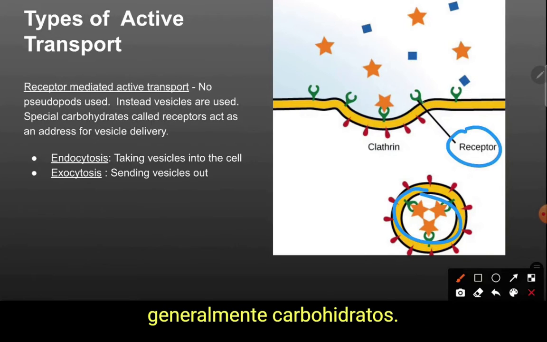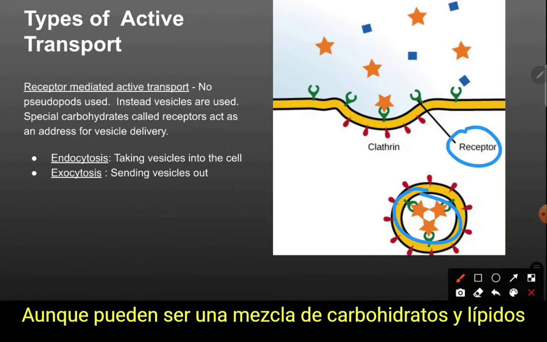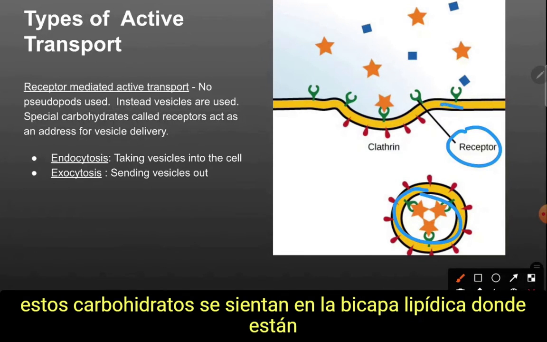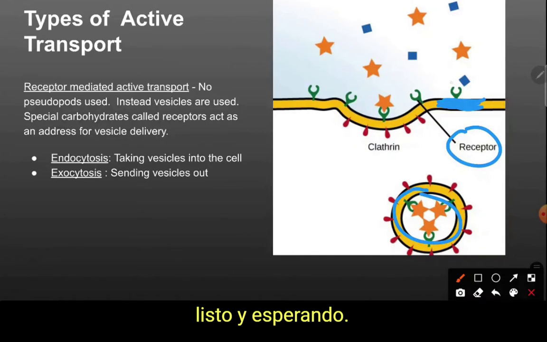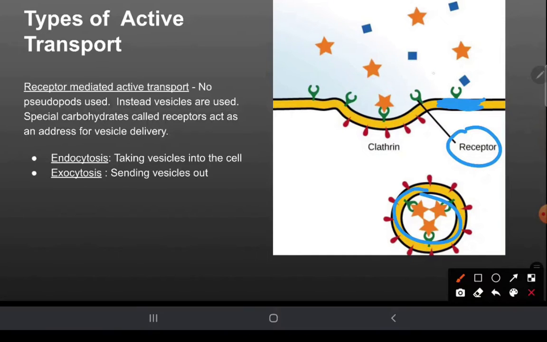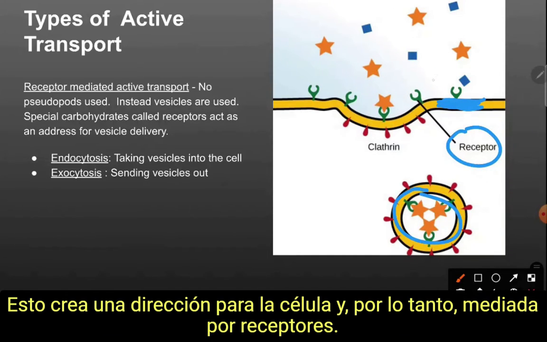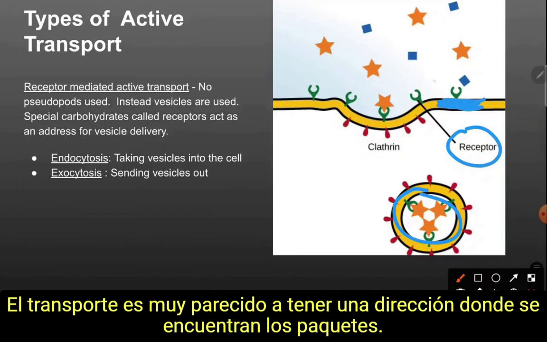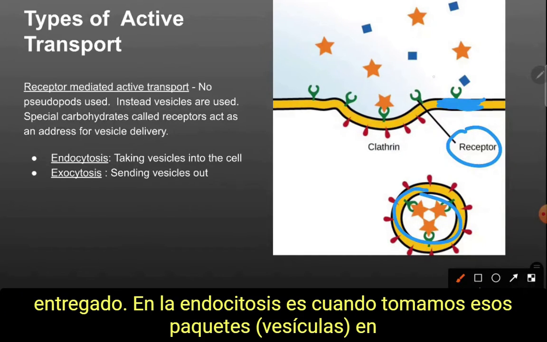Receptors are usually carbohydrates, although they can be a mixture of carbohydrates and lipids. These carbohydrates sit on the lipid bilayer, where they are ready and waiting for molecules to fit into them like a lock and key. This creates an address for the cell. And so receptor-mediated transport is a lot like having an address where parcels are delivered.